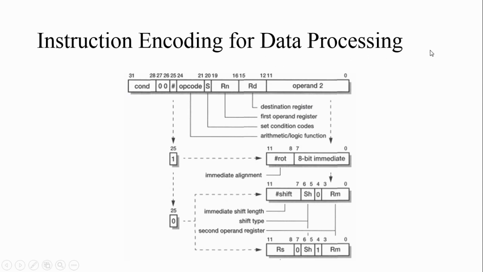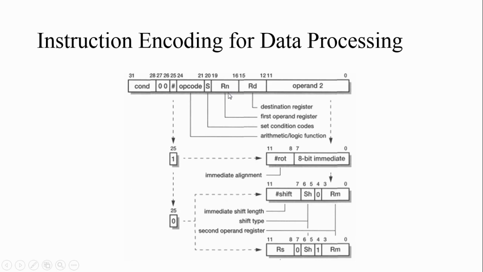Data processing instruction examples are add, or, sub, etc. In the case of data processing instruction, for example, we'll take add, you are going to add two numbers, right? So in the case of data processing instruction, you can give the first number here. You can configure the first operand here. This is known as the first operand register, bit number 16 to 19.